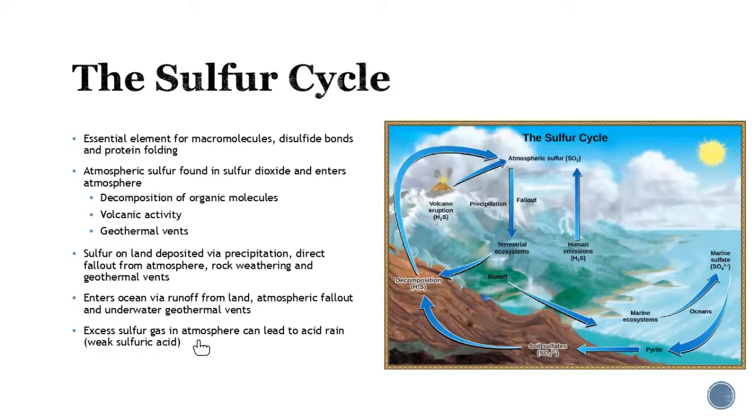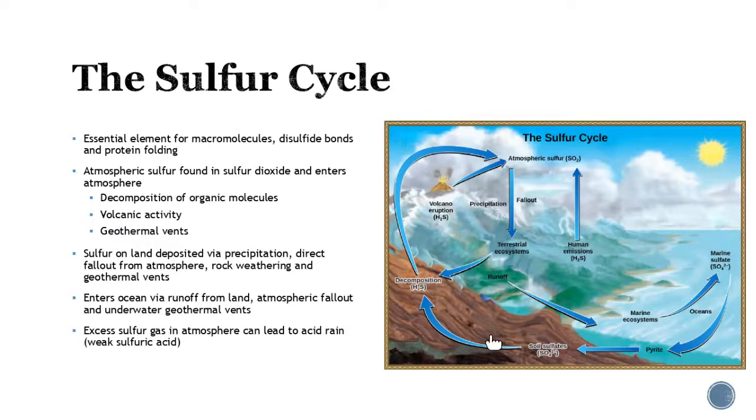And then the last one in this section is the sulfur cycle. This is one of those less well-known ones too, but sulfur is very important for your macromolecules, especially when it comes to bonding and protein folding. Now, we have some in our atmosphere. It's found in sulfur dioxide. And how does it get there? Well, from decomposition of organic molecules, volcanic activity, and geothermal vents that are just naturally contributing.